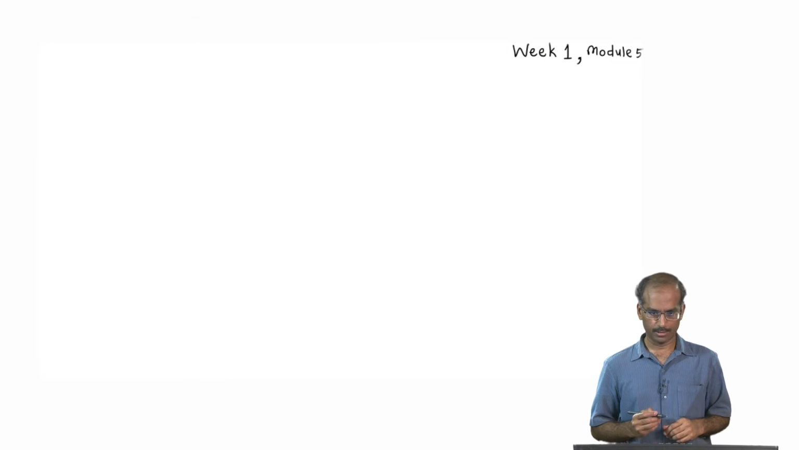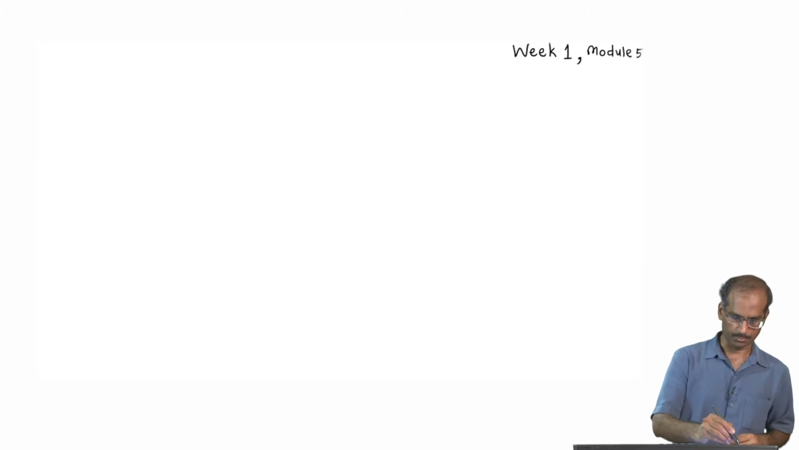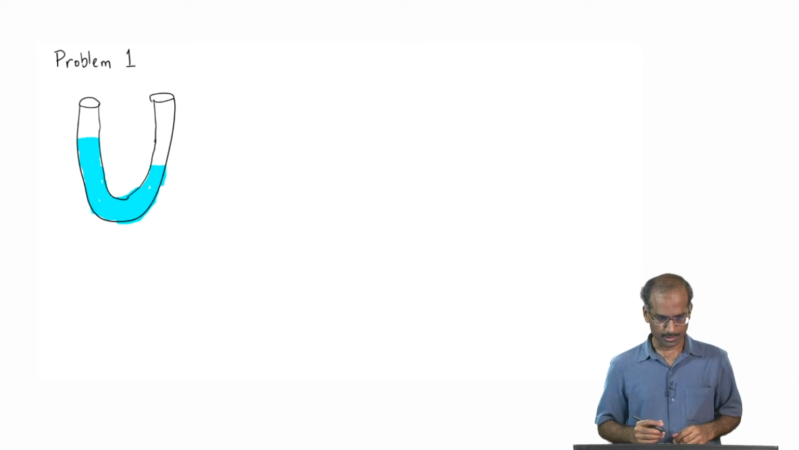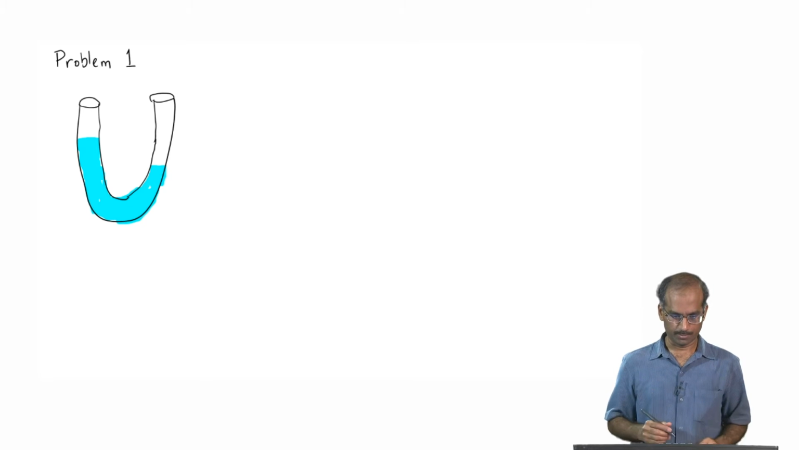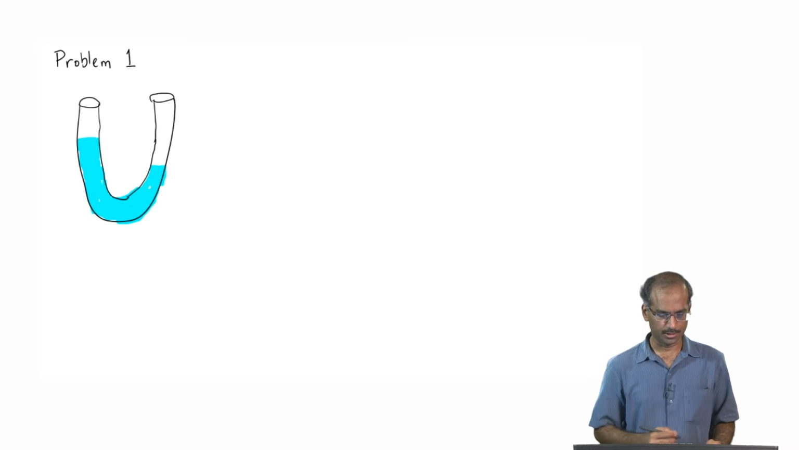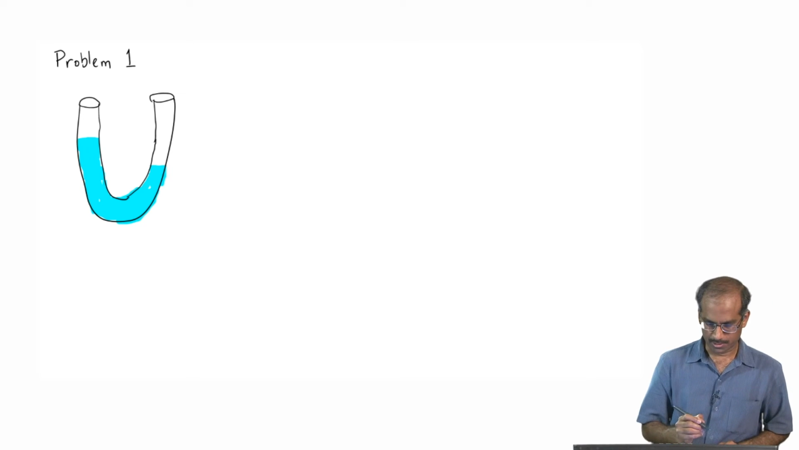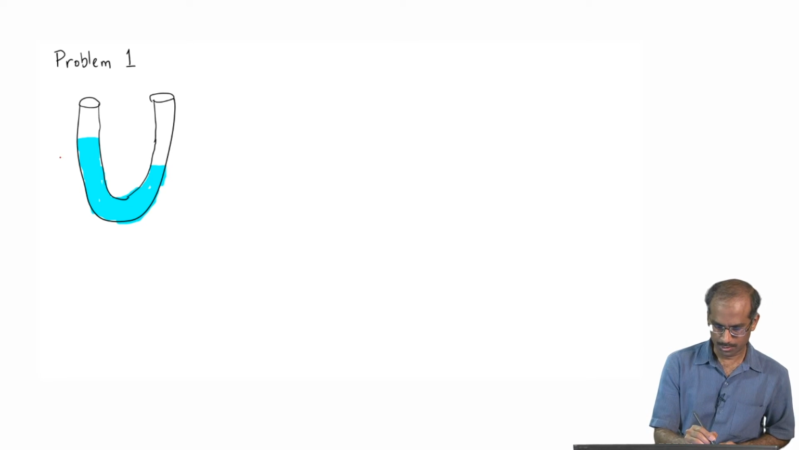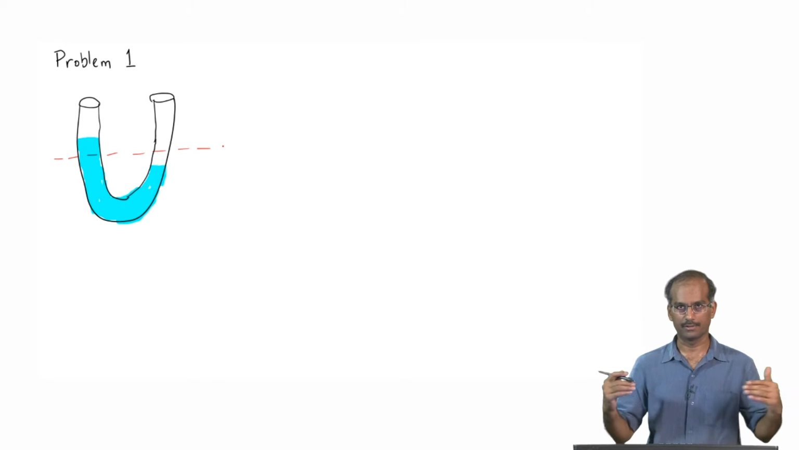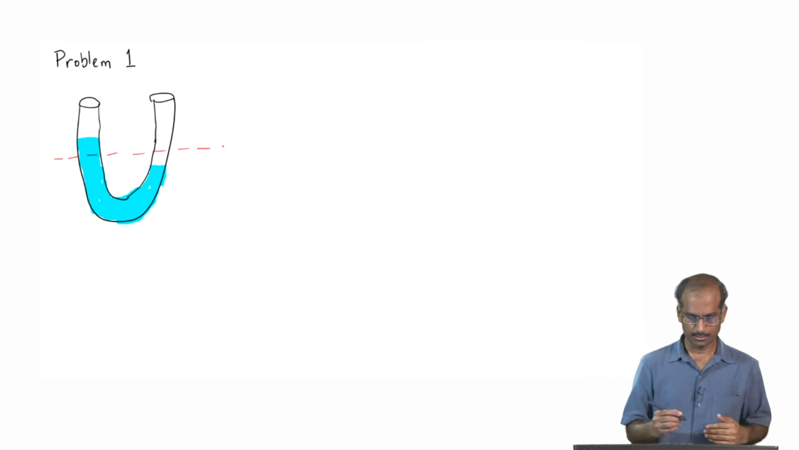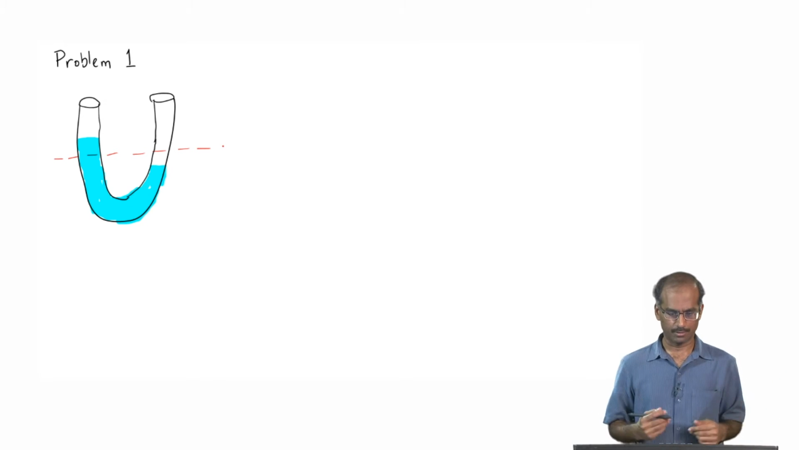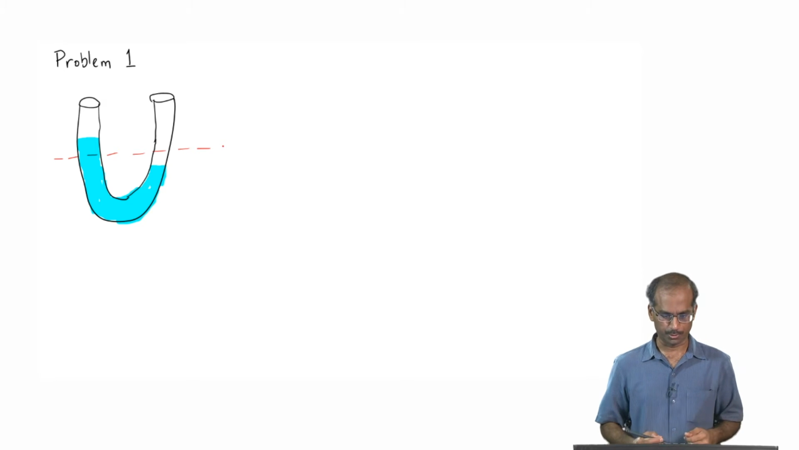So, let me begin with the first problem, which is a tube which is in the shape of a U, as you can see in the figure here. And originally in this tube, the water, let us say, was there at this level. The height of the water is same in both the arms of this U tube.